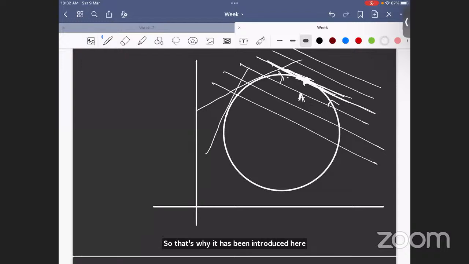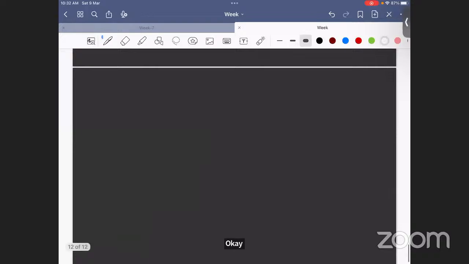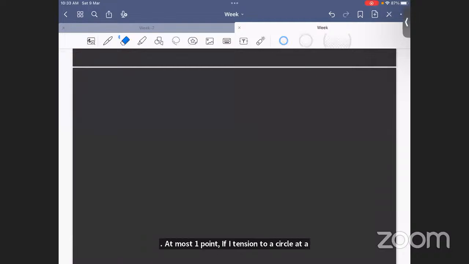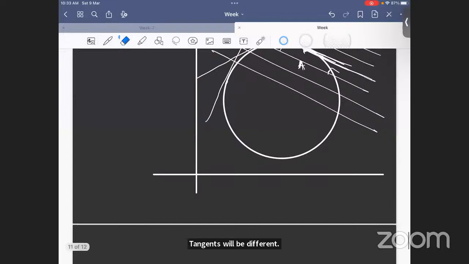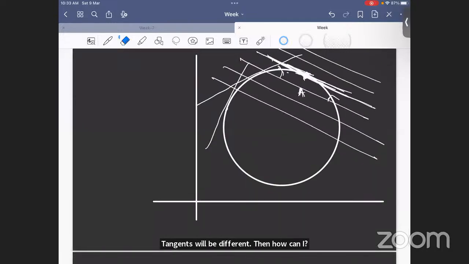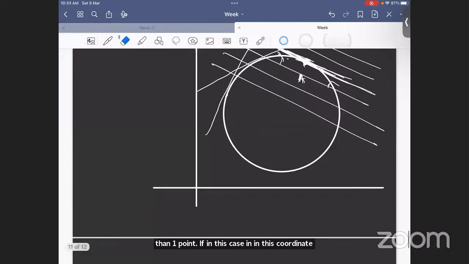Sir, a tangent should pass through at most one point only, right, through the curve. If I draw a tangent to a circle at a particular point, then it should be perpendicular to the radius. Yeah, for a circle it should be perpendicular. A tangent to a curve should pass through one point only. At different points on the curve, tangents will be different. Then how can a tangent pass through more than one point? In this coordinate plane, there is only one tangent.